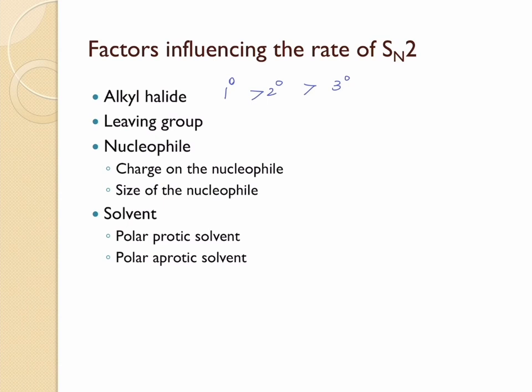The next one is the leaving group. We'll talk about this in detail, and we will talk about how the nucleophile is going to affect the rate of SN2 reaction based on two different things. One is the charge of the nucleophile and the other one is the size of the nucleophile. And then we will also talk about how the solvent is going to affect the nucleophilicity of the nucleophile. There are two different types of solvents, polar protic solvent and polar aprotic solvent. We will look into the structures of some of these solvents and how they influence the nucleophilicity of the nucleophile.